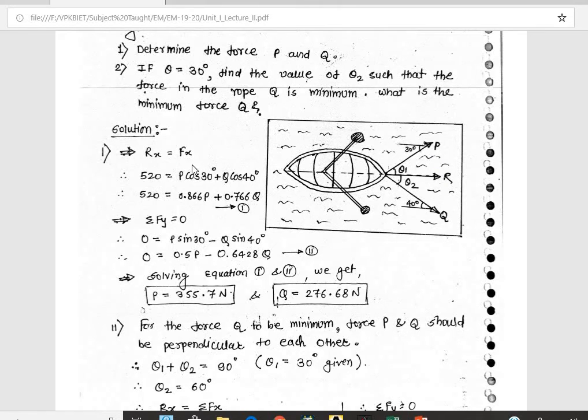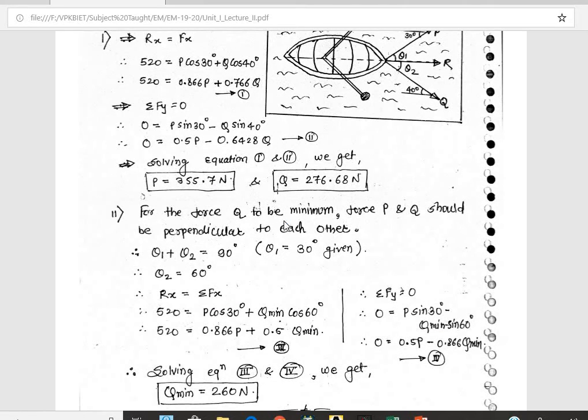Okay, so Rx is equal to summation Fx. So 520 is equal to P cos 30 plus Q cos 40. Therefore 520 is equal to 0.866 P plus 0.766 Q, equation number 1. Okay, resolution of P and Q. Then Fx is equal to R, therefore summation Fy is equal to 0. 0 is equal to P sin 30 minus Q sin 40, minus because it is downward. Therefore it becomes 0.5 P minus 0.6482 Q, equation number 2. Now after solving 1 and 2, you will get P and Q. P is equal to 355.7 and Q is equal to 276.68 newton.